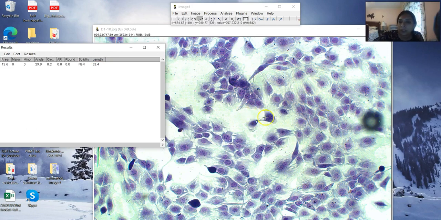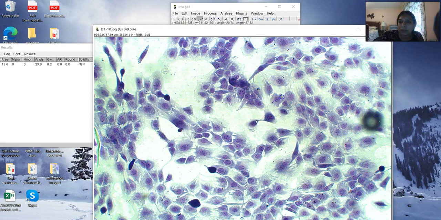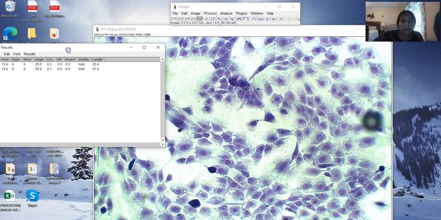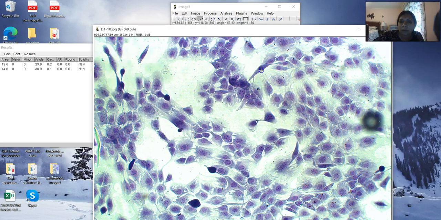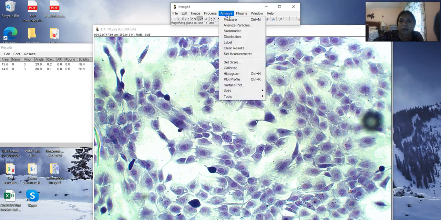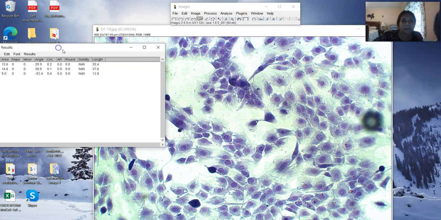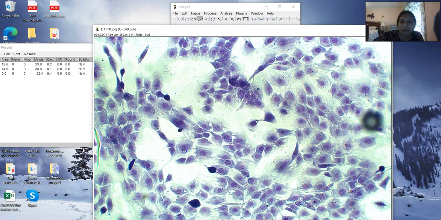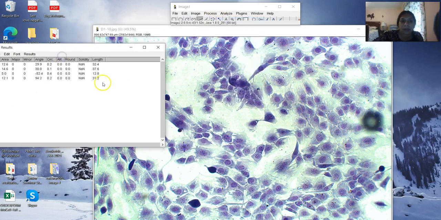Let's do a couple more cells just to get an idea of the average cell lengths or body diameter. So let's do another one, measure that one. It gives me 37.6. Again, let's do one of the thin ones for comparison. And measure this one. And this one is much smaller, obviously, at 12.8. And let's do a last one right here. And analyze and measure this one. And that gives me 31.2.